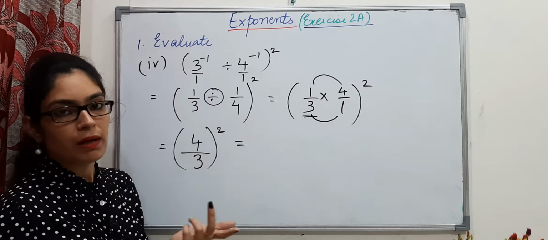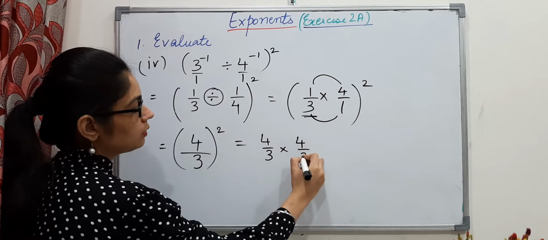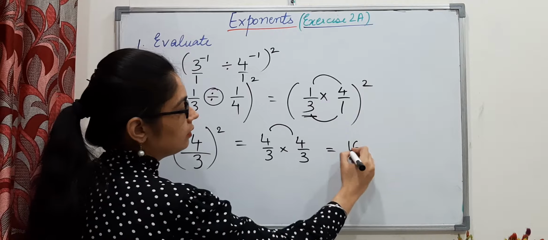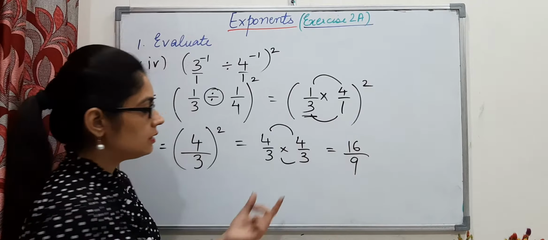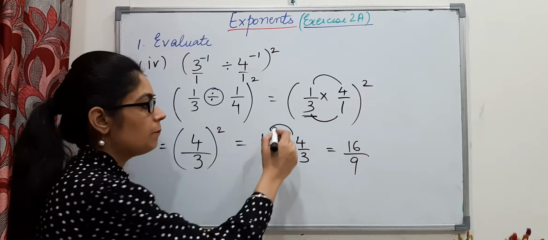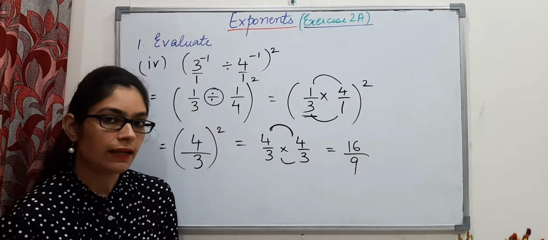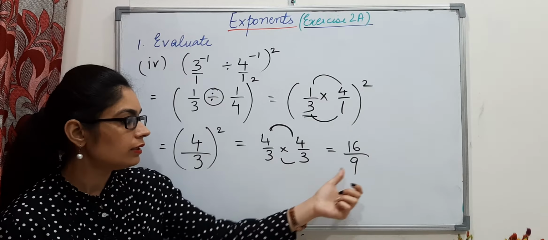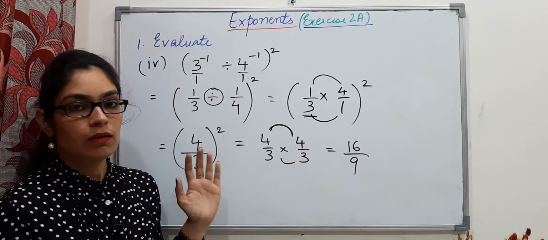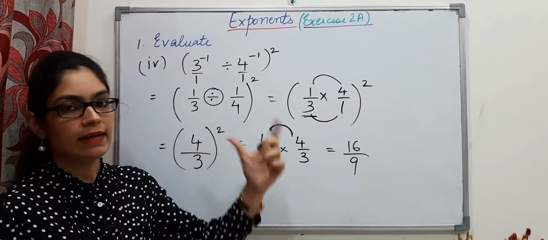Whole square, or power 2, means this number will get multiplied by itself 2 times. 4 by 3 into 4 by 3: 4 into 4 is 16, 3 into 3 is 9. See, when we multiply two fractions or two rational numbers, numerator gets multiplied by numerator and denominator gets multiplied by the denominator of the other number. So 3 into 3 is 9, 4 into 4 is 16. When we were doing addition, we don't make any change to the denominator, we simply write it as it is.